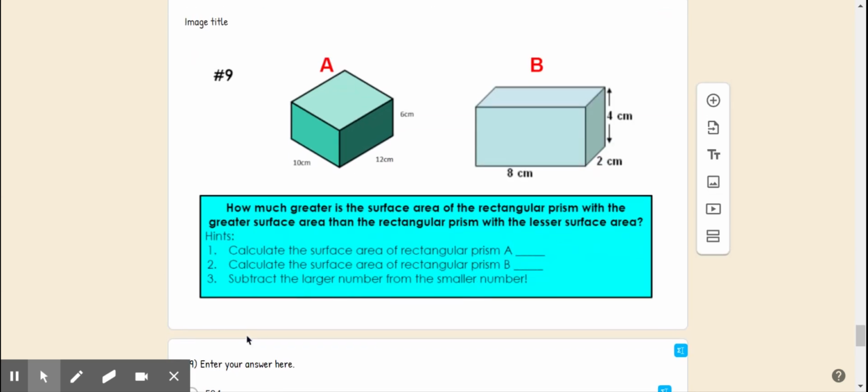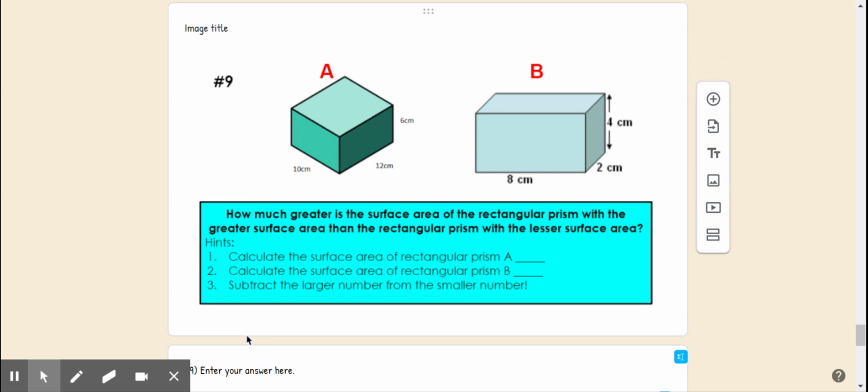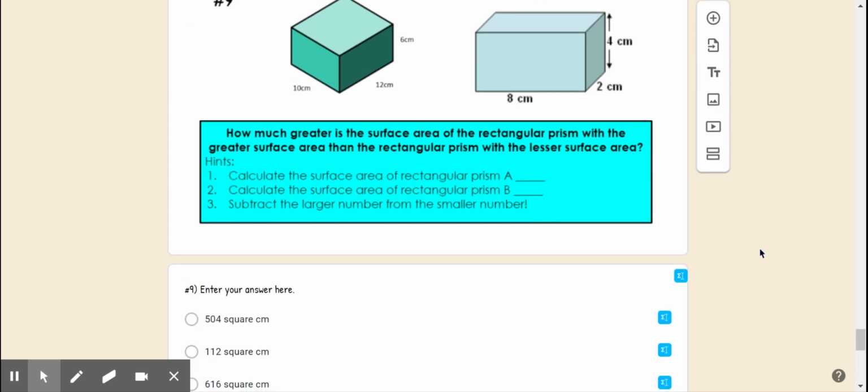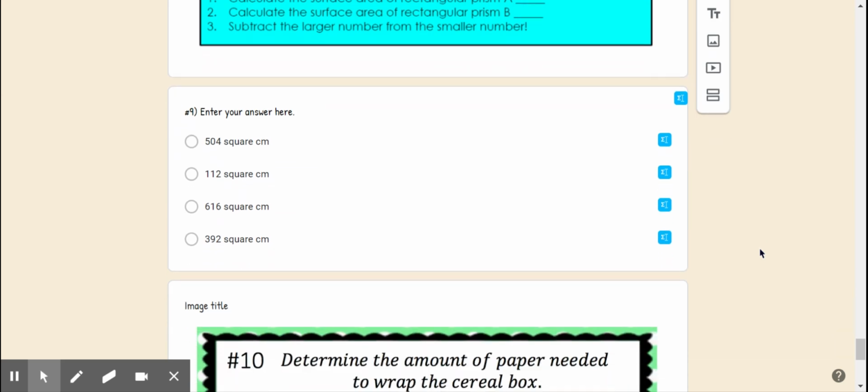And then question number 9, you've already done pretty much all of the work for question number 9. You just need to further compare. So again, how much greater is the surface area of the rectangular prism with the greater surface area than the rectangular prism with the lesser surface area? You already have the surface areas of both from question number 8. You just need to find the difference between those two. So subtract the larger rectangular prism from the smaller one. Or sorry, subtract the smaller rectangular prism from the larger one. And then enter your answer here. Here are your answer choices.